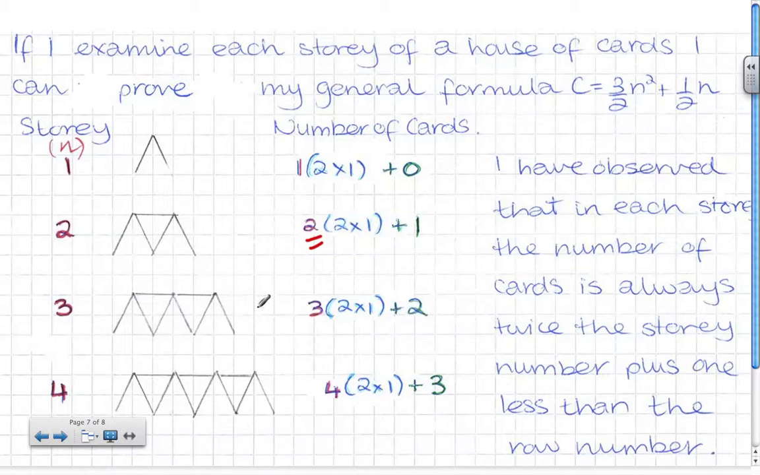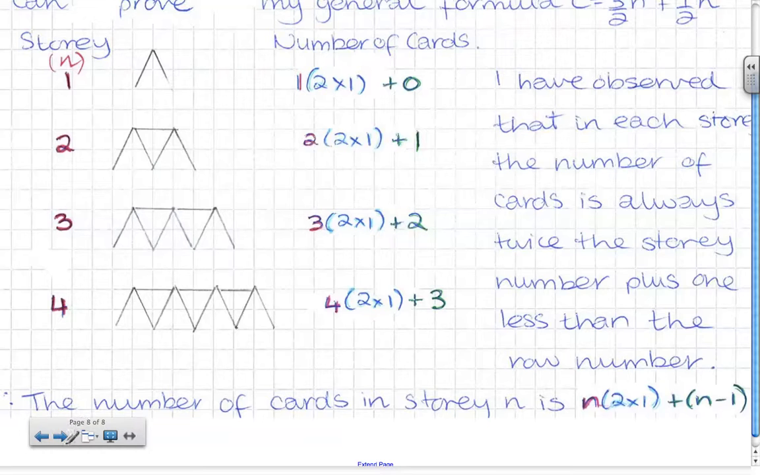So to make 1 triangle, I have 2 cards, and I have 3 lots of them to make the 3 triangles, and I need 2 of the horizontal. And then I just extended that, and then you can read for yourself for the 4th story. And then I tried to predict what it would look like on the nth level of this house of cards.